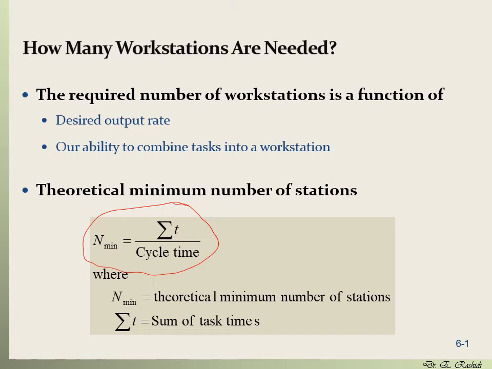So n sub min is the theoretical minimum number of workstations, and t here is the processing time of a task. You would have to sum up all the processing times of the tasks that you have in hand, and then divide that by the cycle time, knowing what desired output rate you want.